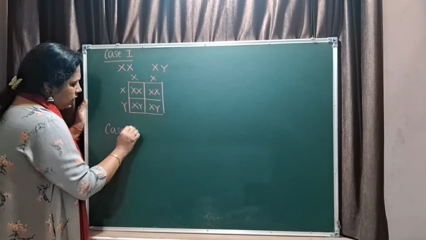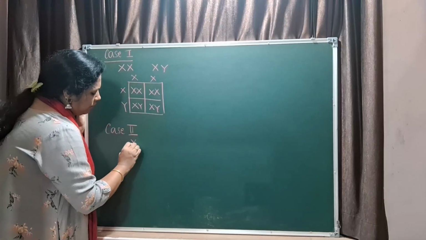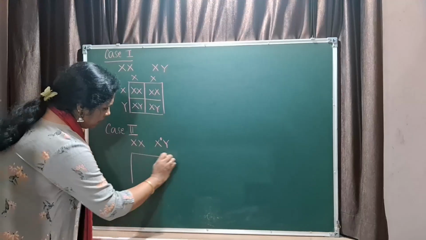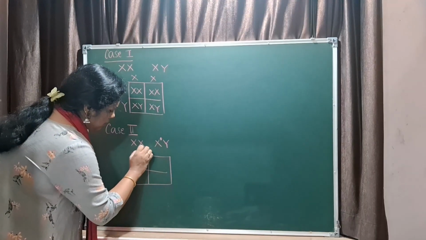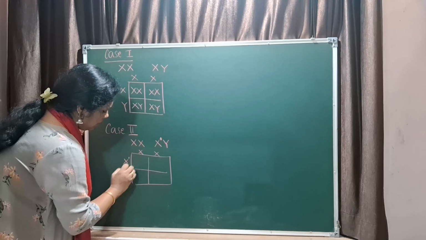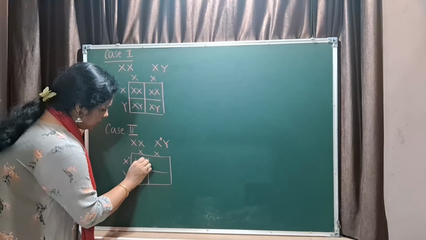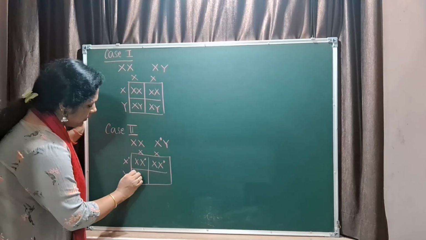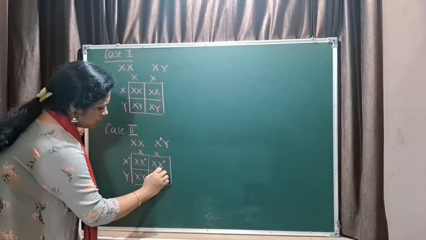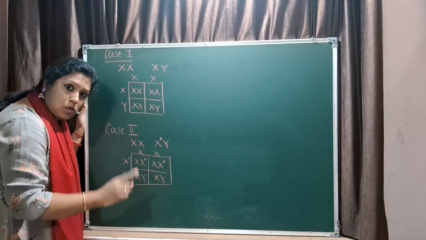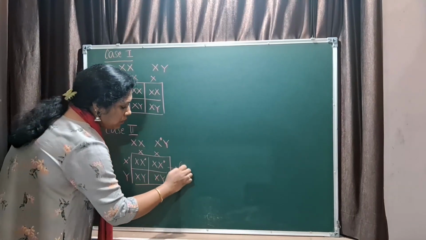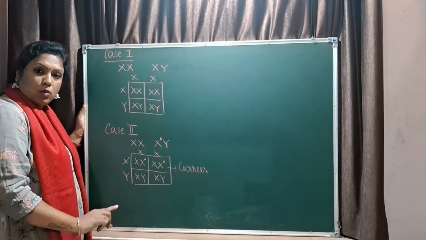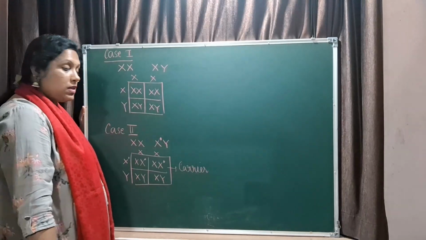Case 2: let us take a normal female who marries a colorblind male. In this case, the female is normal and the male has color blindness. You can see that the daughters inherit the color blindness X chromosome from the father, and the son gets a normal X from the mother. None of the children will show the disorder, but the daughters will be carriers. No one will be diseased, but the daughters become carriers.